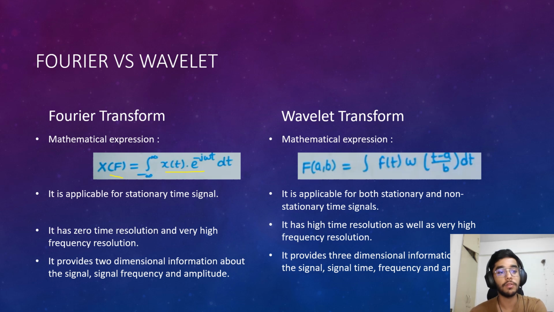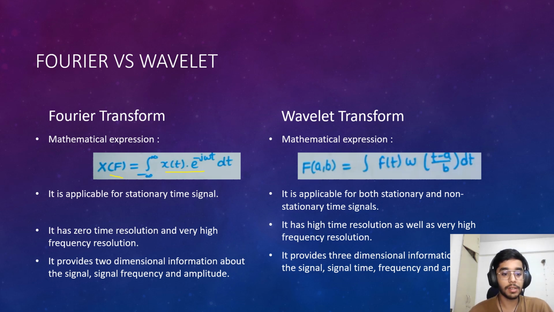Also, the Fourier transform is applicable only for stationary time signals. However, the wavelet transform is applicable for both stationary and non-stationary time signals. This helps us to get the transforms and signal analysis of the signals which are not localized through wavelet transforms.